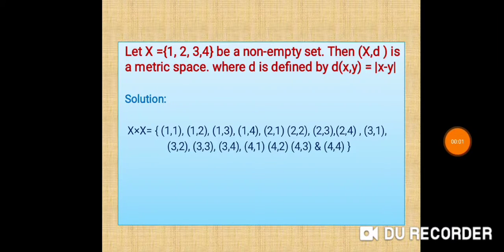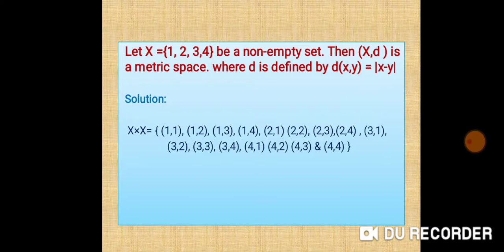Let X equal to the set {1, 2, 3, 4} be a non-empty set, then (X, d) is a metric space where d is defined by d of x, y equal to modulus of x minus y. Given X is a non-empty set and d of x, y equal to modulus of x minus y, to prove d is a metric on X, we show that d satisfies the conditions of a metric.